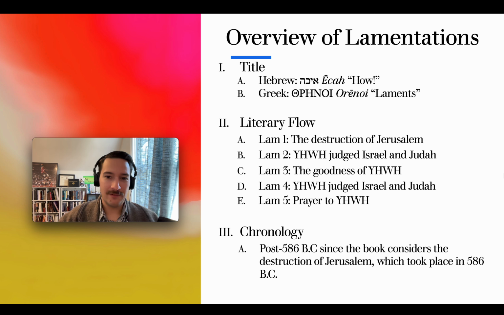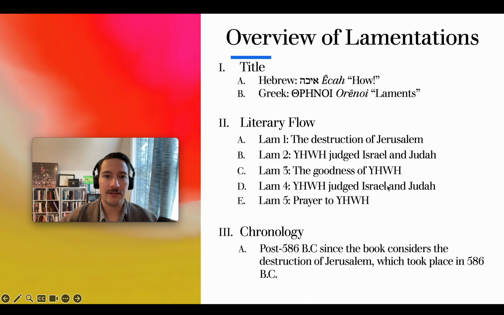Literary flow. The book is small, only 5 chapters, and you can see this flow to it. Destruction, Yahweh judges. At the heart of the book, though, is God's goodness, and it concludes with a prayer to the Lord. Chronology. This book had to have been written after 586 BC, since it considers the destruction of Jerusalem, which took place in 586. As far as what I can tell when I've read Lamentations, there is no author. There is no, hey, my name is Bill, and I'm the one who wrote this book. But it's often considered to come from Jeremiah, and I think that's why it's in the canon.